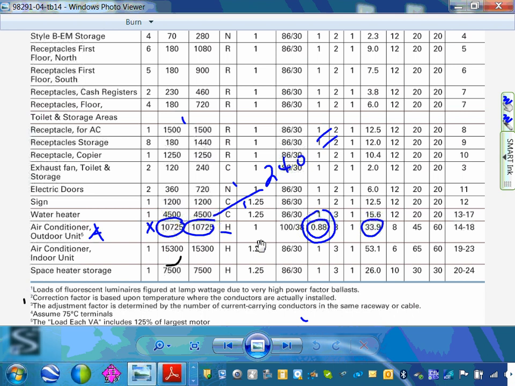How much? This number divided by 240? 10725 divided by 240 is 44.6, or 0.7. So round it up, that will get you this number right here. 45, right?